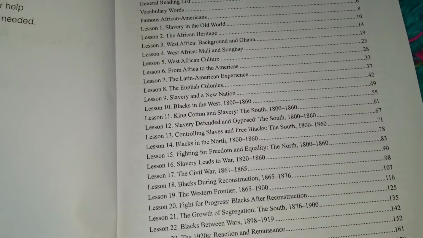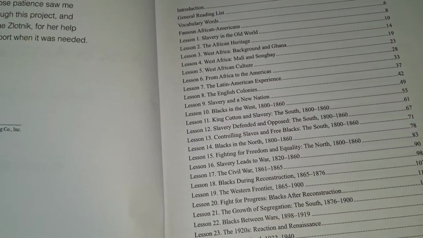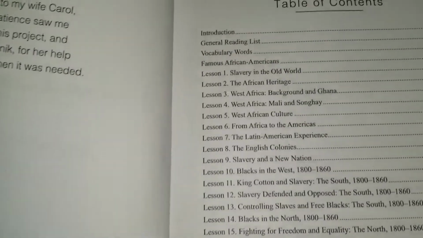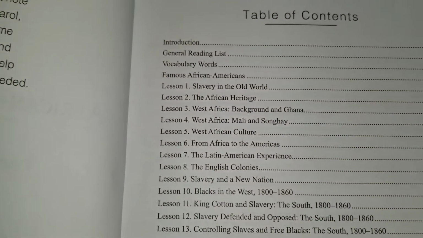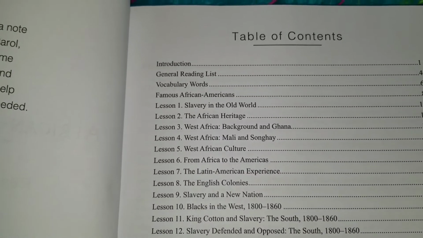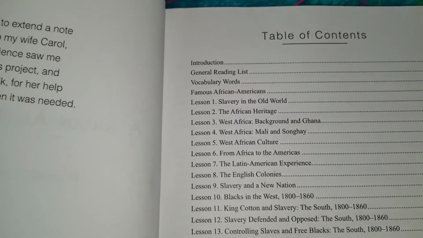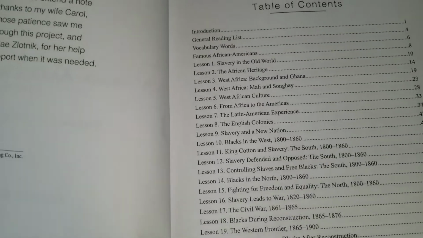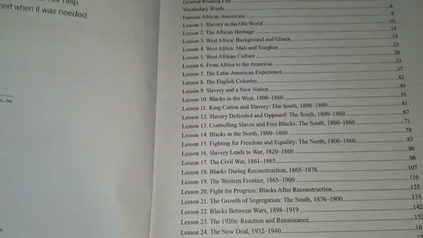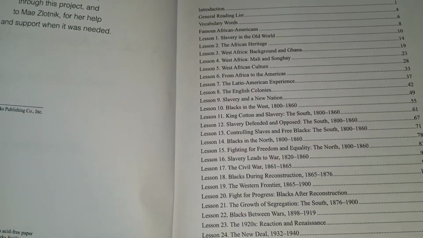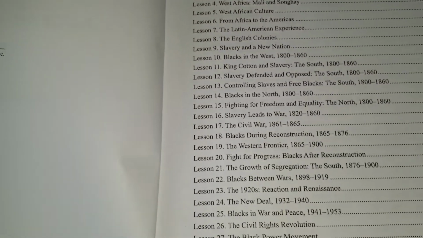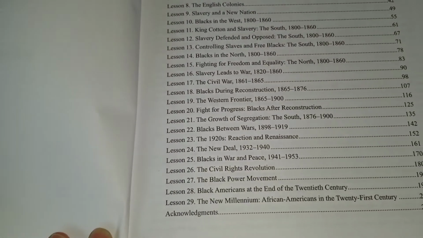So this book really starts off with slavery. It gives you a little bit of information in terms of the African background, you know, West Africa, the Mali, Songhai, Ghana empires, and a little bit about African culture. But the meat of this is really post-colonization, or colonization and after that. Okay.